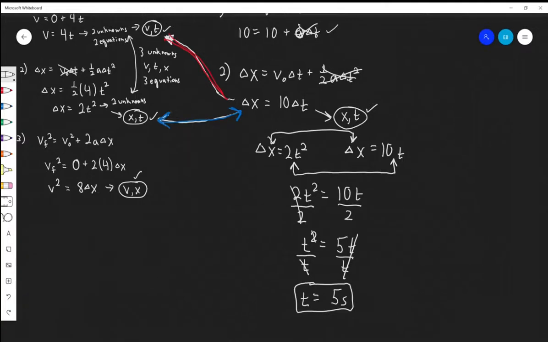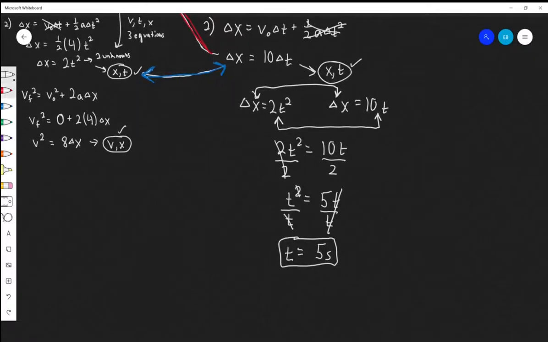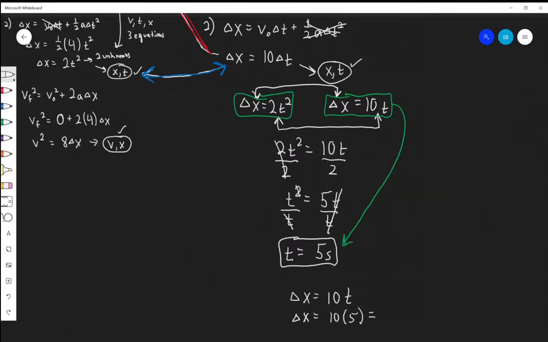In part B, what is the displacement of the gazelle and cheetah? Well, I know their displacements are the same, and I have two different equations I could choose. I could choose this first equation, or I could choose this second equation. I'm going to choose this second one, and I'm going to plug in my time. So I have change in x is equal to 10 times t. The change in time was equal to 5, so change in x equals 10 times 5, and that's going to give me 50. So the change in x is going to be 50 meters.